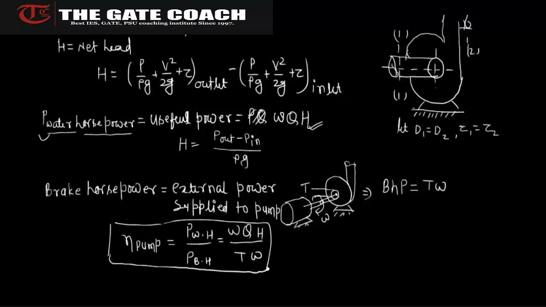Now, here we defined the performance parameters we are using. First we defined the discharge, then second the net head, and third the brake horsepower. Now, based on all three, we are able to understand the performance curve of a centrifugal pump.